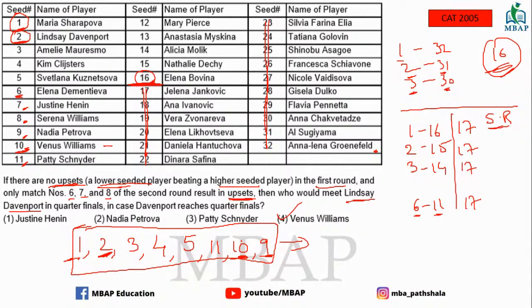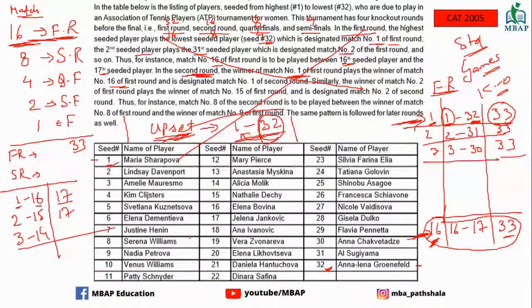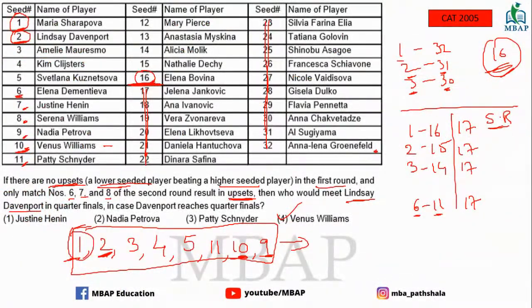Okay. Perfect, Shripad. So in that case, these are 8 teams which will get into the quarterfinals, right? And if you have understood the question here, they have told you that every time, this person will play against the winner of this. Likewise, in the quarterfinals, one is going to play against 9, two against 10, three against 11, four against 5. Now they have asked you for Lindsay Davenport, which is rank 2. She is going to play against rank 10, which is Venus Williams. I hope it is clear to you.